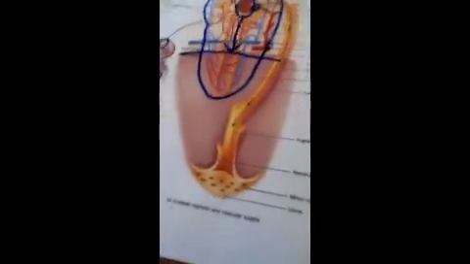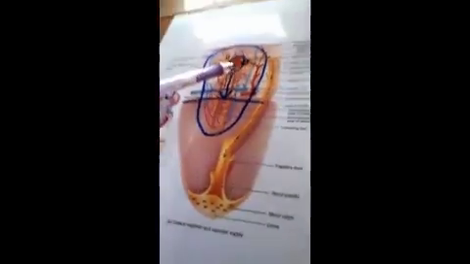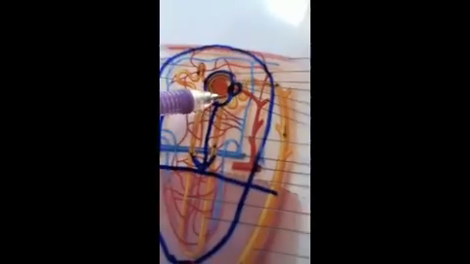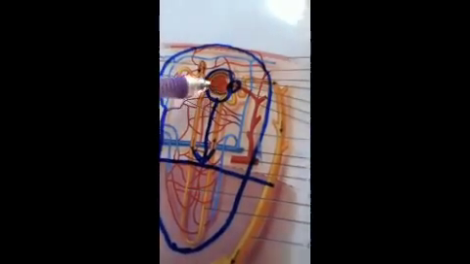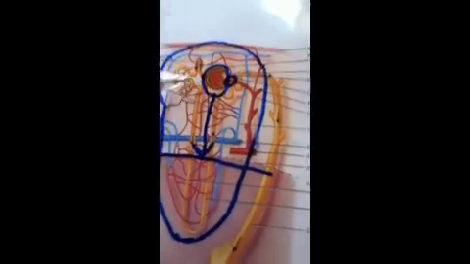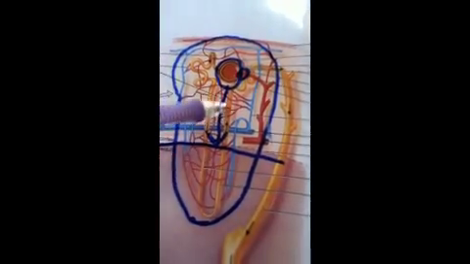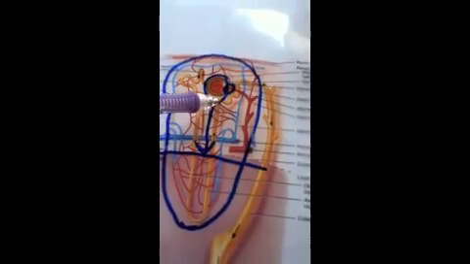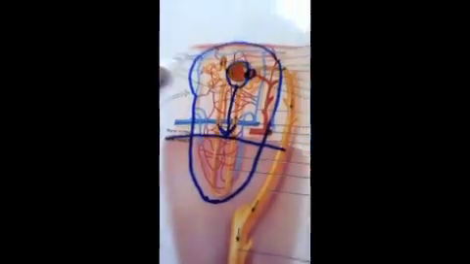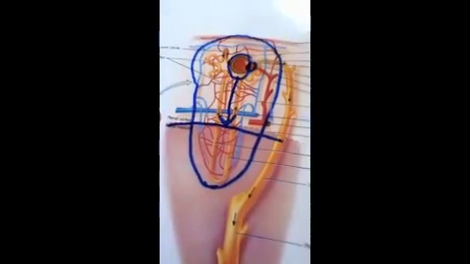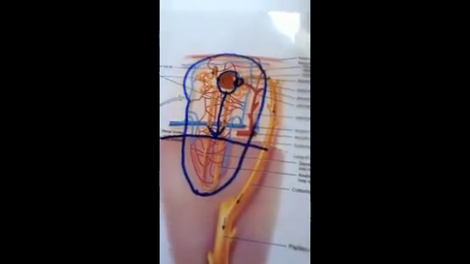So again, a nephron is made up of the glomerulus, which are the capillaries, and then you've got the renal tubule. The first part of the renal tubule we already talked about, that's Bowman's capsule. Now we're going to look at the rest of the renal tubule and the different parts that make it up. We're going to start with the first part, which is the proximal convoluted tubule.